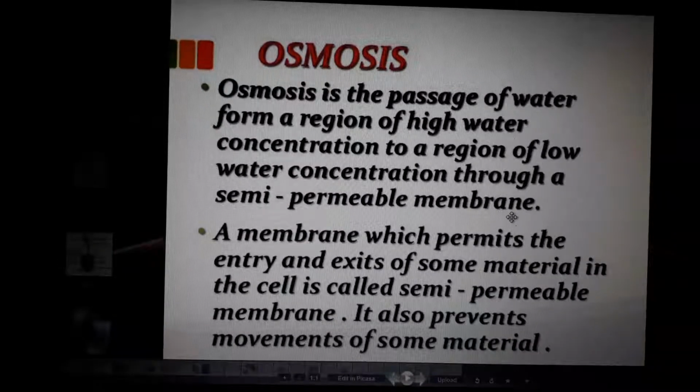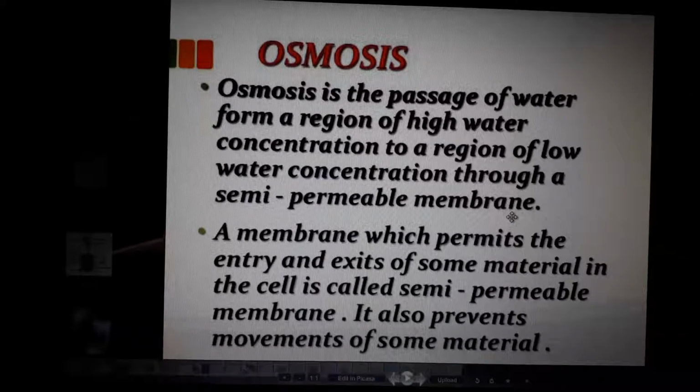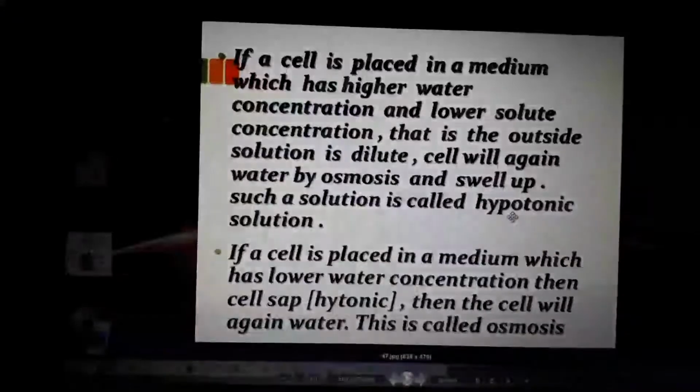We have egg. Do you eat egg? When the egg breaks, have you seen a small skin-like thing? Not the outer shell or the inner fluid. In between there is a small thin skin. Like that membrane, it is called a semi-permeable membrane or plasma membrane. So osmosis is the passage of water from a region of high water concentration to a region of low water concentration. This semi-permeable membrane does not have any hole, but it allows the passage of water from highly concentrated places to low concentrated places.